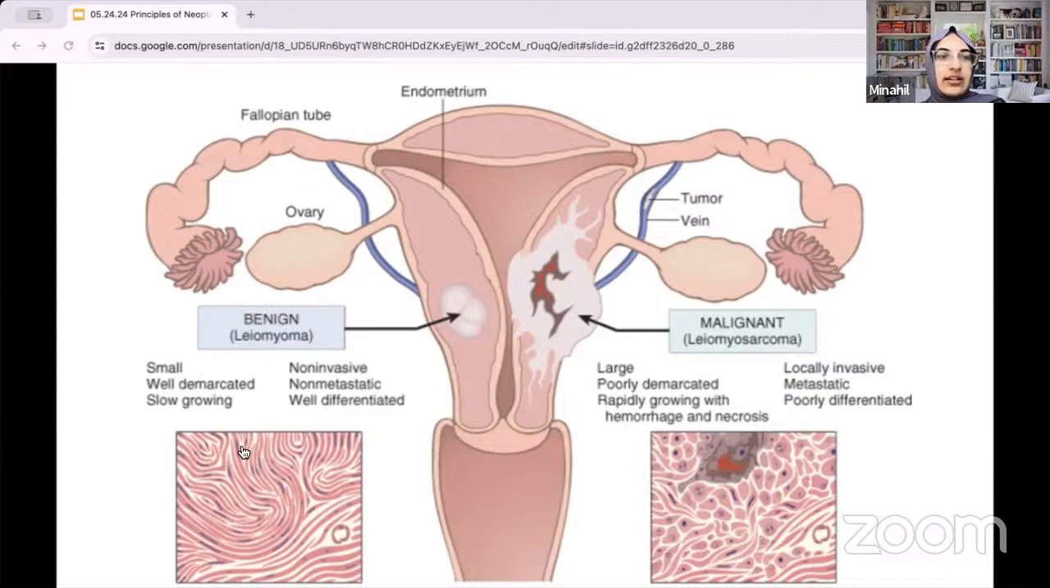So you can see here, again, well demarcated, slow growing on the left, whereas on the right, it is larger, it's poorly demarcated, rapidly growing, and there's hemorrhage and necrosis happening. It tends to be invasive, local to the tissue that's being affected, and it's metastatic.